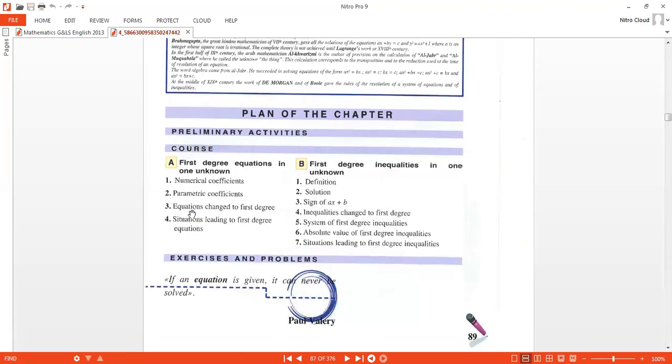So let us see quickly the plan of our chapter. First we are going to talk about the first degree equations, and then the first degree inequalities. In first degree equations, we are going to see how we can solve equations that are first degree, and if it's second degree, how we can change it into first degree. Also in the inequalities, we talk about how to solve first degree inequalities. The second degree, of course, we are going to start with next week. So let us make a quick revision of the things that we have learned.